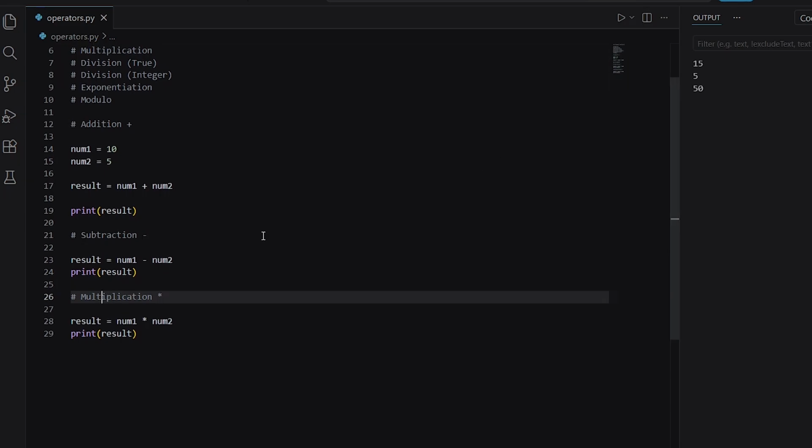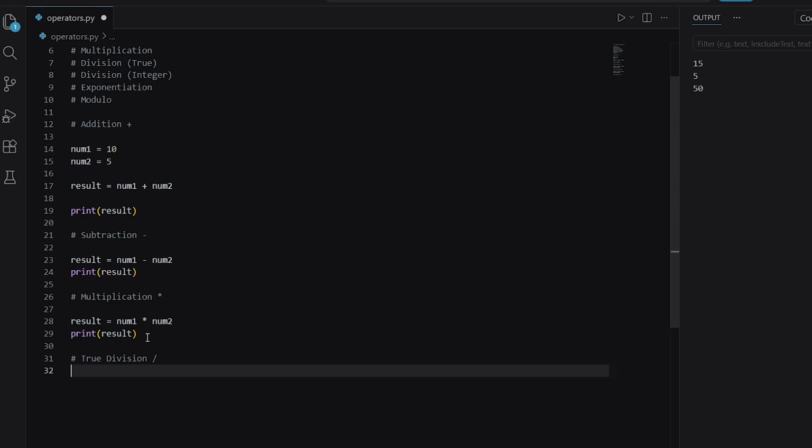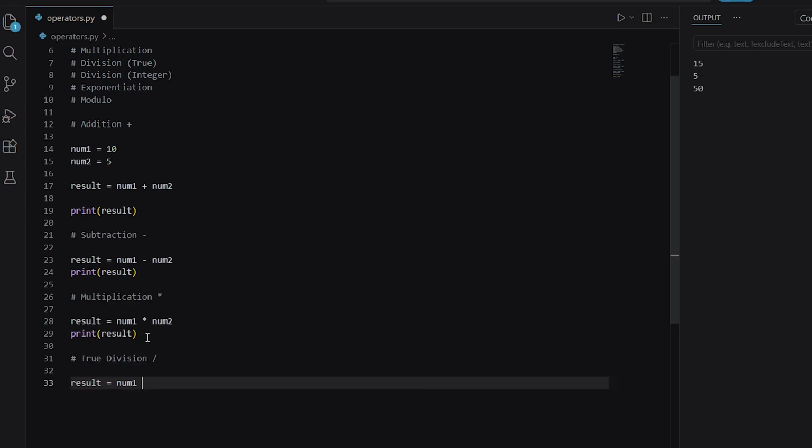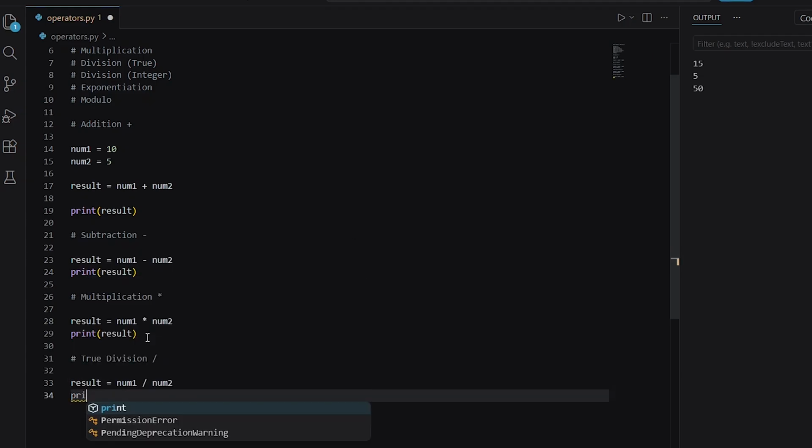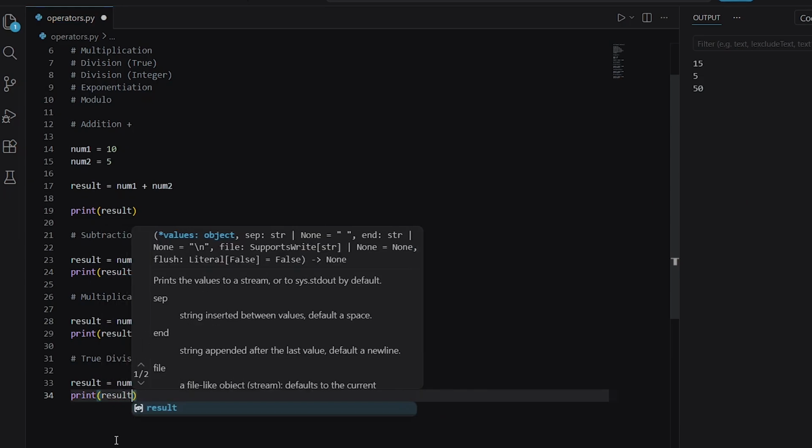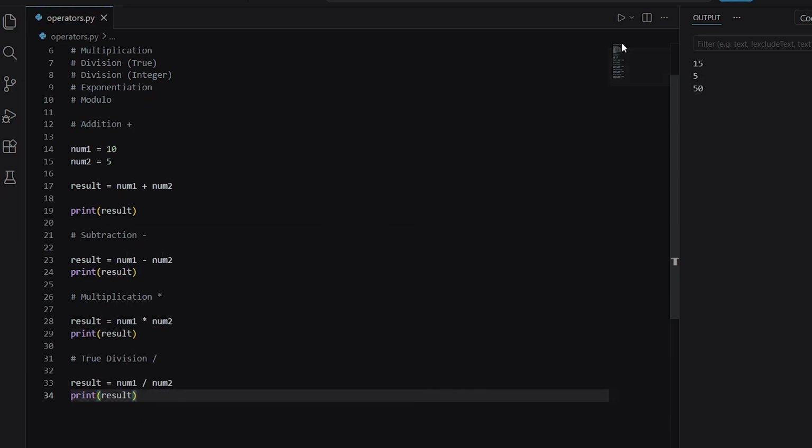Now let's look at division. Like I said before, division is of two types. So let's start with the first one, which is true division. So here we have true division. And this is the division in the real sense of it. And for the operator for division, we use /. So here we have result is equal to num1 divided by num2. And we have print result. So this should be 10 divided by 5, which should give us 2.